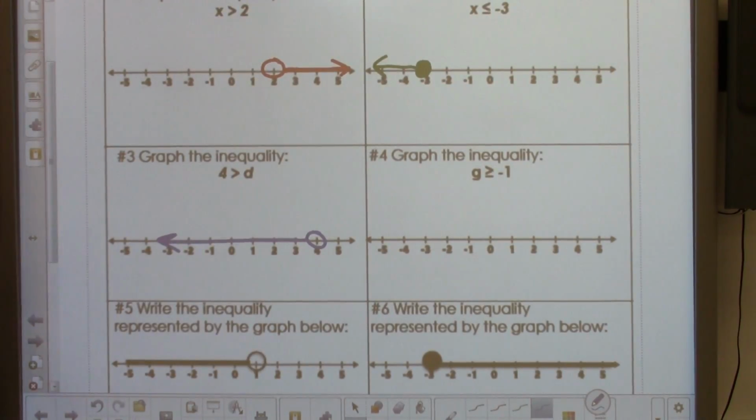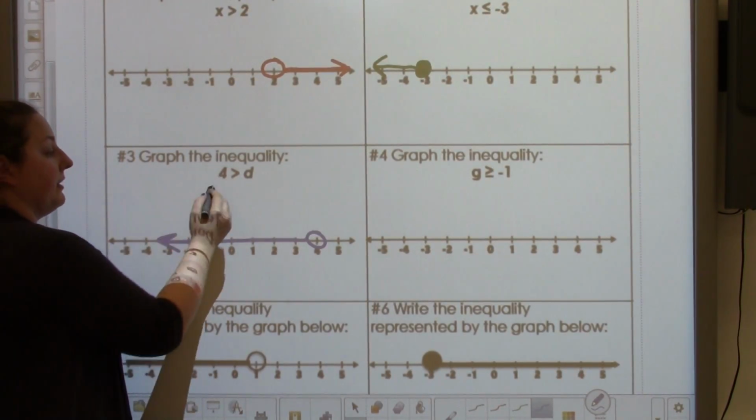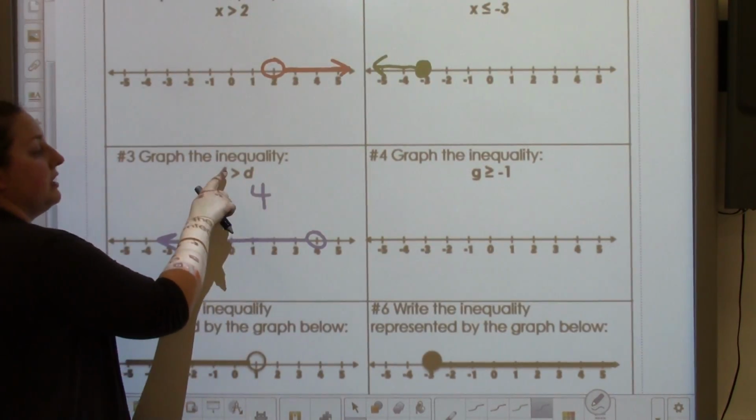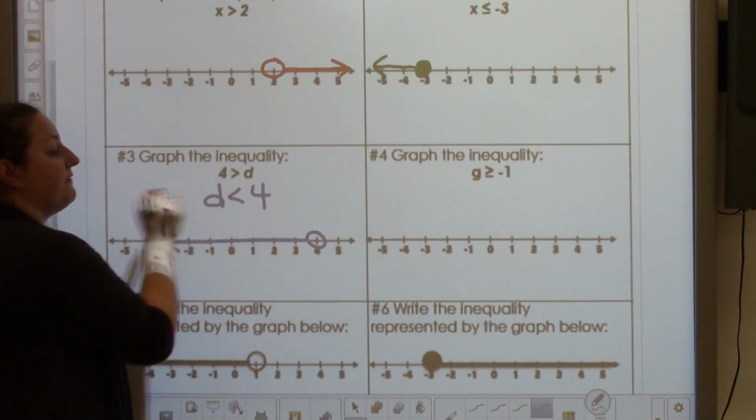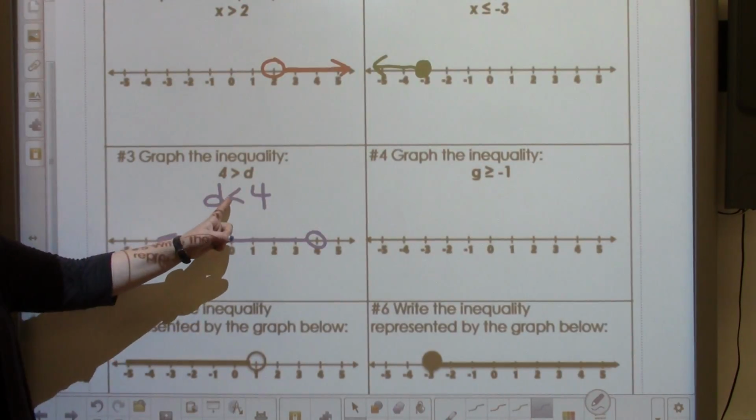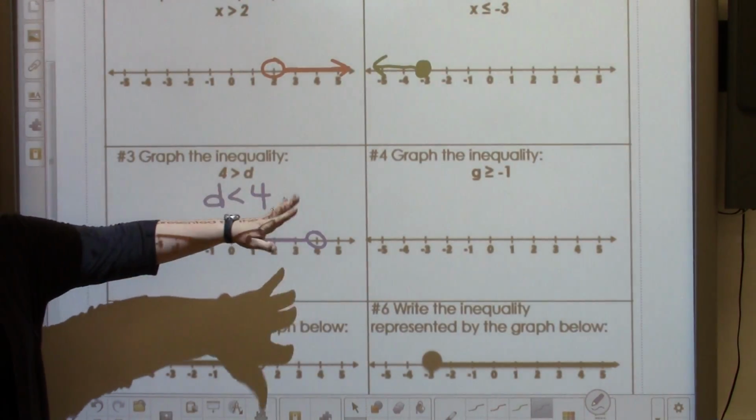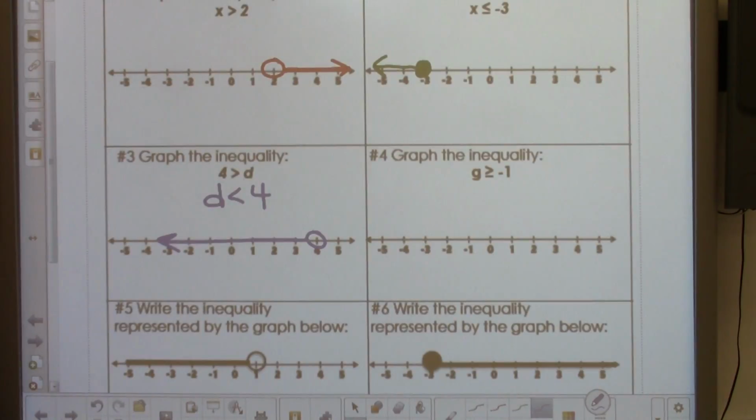All right. Now you can always flip-flop this, but remember, if I were to switch d and 4, it's pointing at d. So if I were to draw it the other way around, we need to make sure that the Pac-Man's still eating 4, and we're still pointing at d.